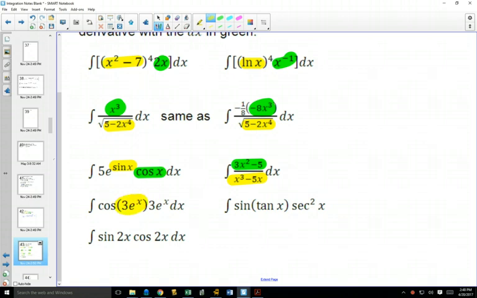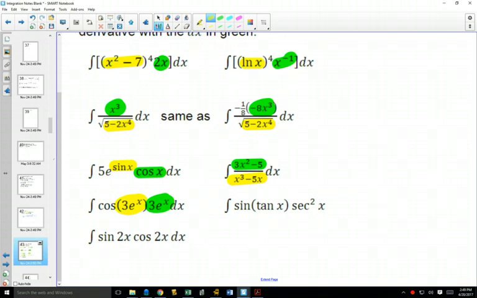Inside function, the 3e to the x is inside of cos. What's its derivative? 3e to the x. The last one is interesting because there's no real inside function. I mean, there's a 2x inside of sine and the 2x inside of cos, but that's an ax plus b form, so that one doesn't really need to be done.